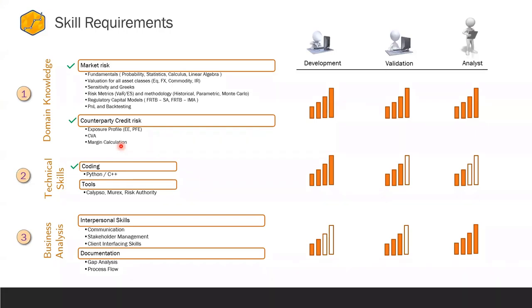How can we build a model from scratch with all the checks and balances, data preparation, building a model and doing sanity checks in Python, okay? That's the focus of this course. So we will focus on market risk, counterparty credit risk, capital models, and implementing everything in Python. We are not doing C++, we are doing it in Python.